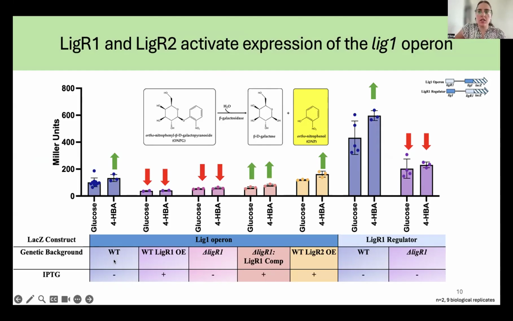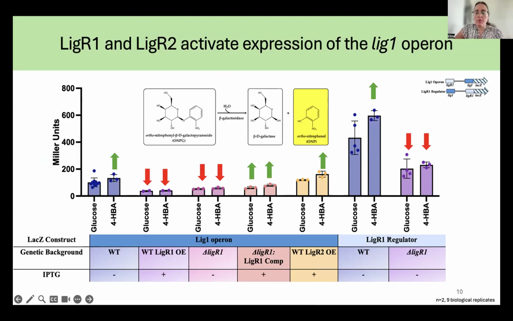So under wild-type conditions, the expression of the Lig1 operon increases when 4-HBA is added as an inducer. And when LigR1 is either overexpressed or knocked out, we get a reduction in the expression of the Lig1 operon. In contrast, when we complemented the gene back into the bacteria, the expression of the Lig1 operon increased.